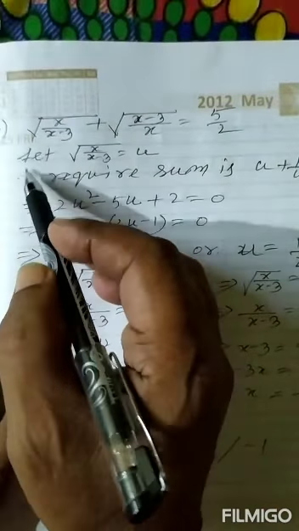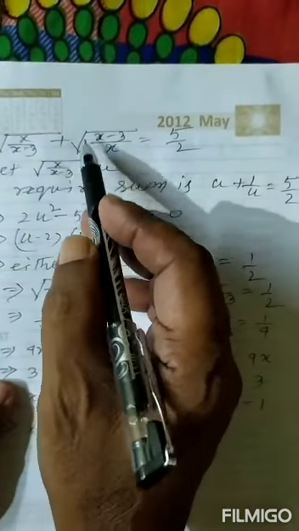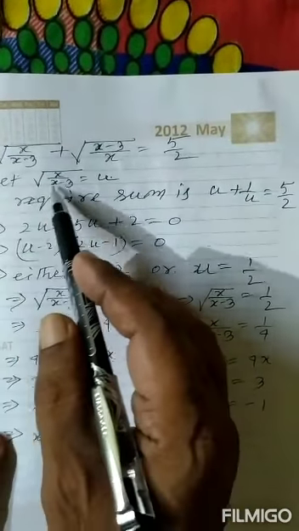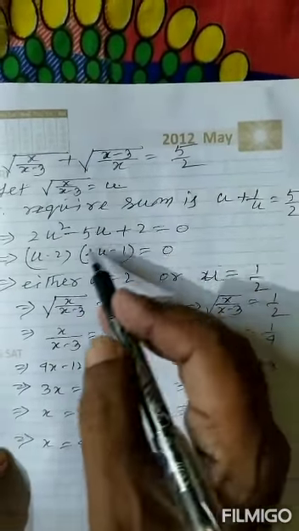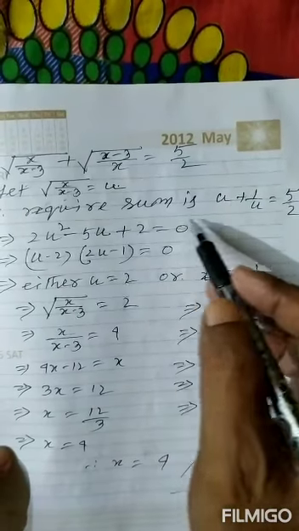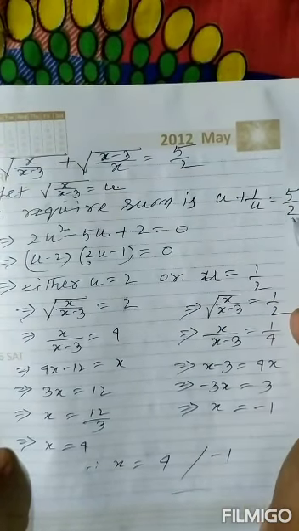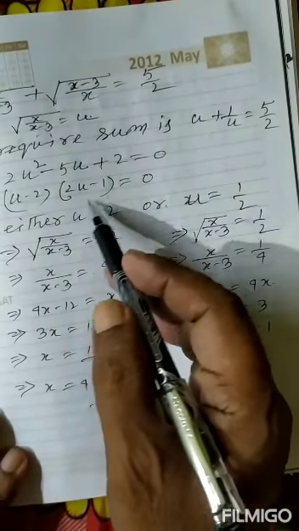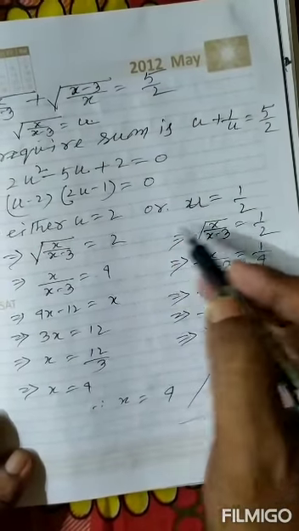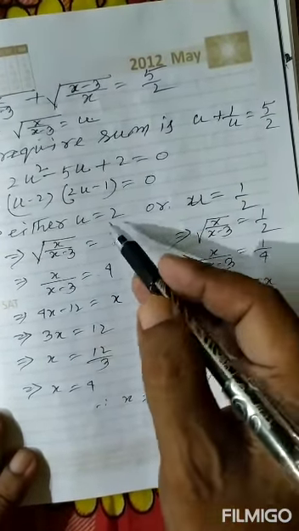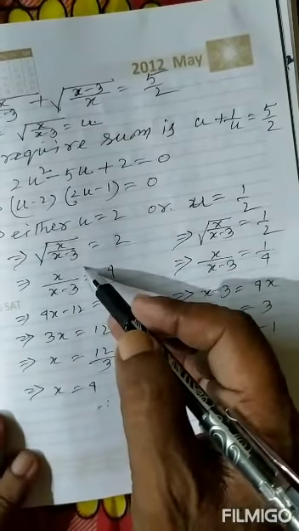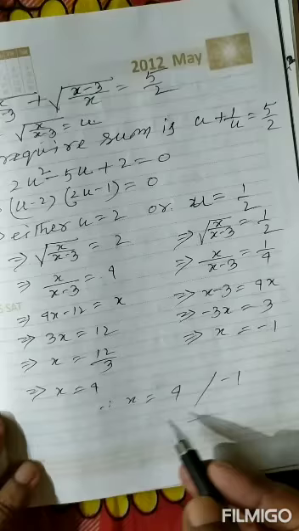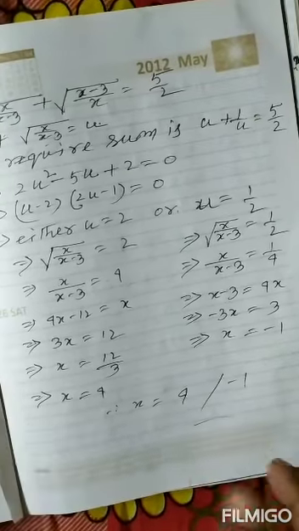Question number 2: root over x by x minus 3 plus root over x minus 3 by x equal to 5 by 2. Let root over x by x minus 3 equal to u. The new equation will be u plus 1 by u equal to 5 by 2. Solving, we get u minus 2 into 2u minus 1 equal to 0, or u equal to 2 or u equal to half. Substituting u equal to root over x by x minus 3 equal to 2 and u equal to half, so ultimately you solve x equal to 4 and x equal to minus 1.